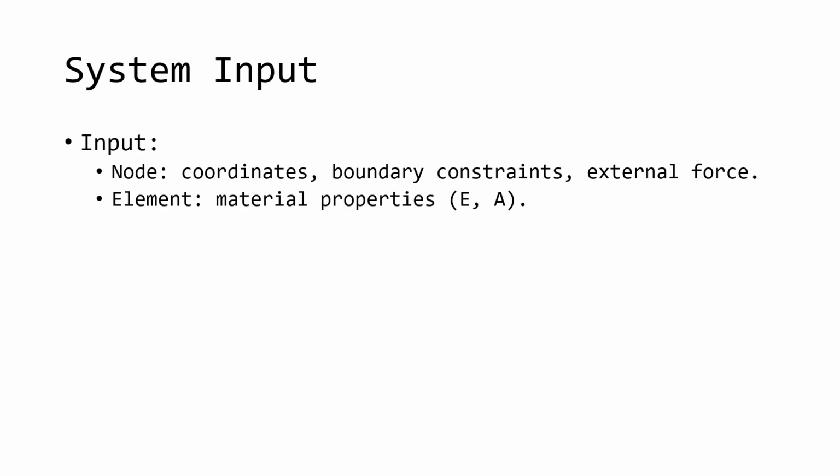The system takes two main types of input: node data, including coordinates, boundary constraints, and external loads; element data, including material properties, such as Young's modulus and cross-sectional area.